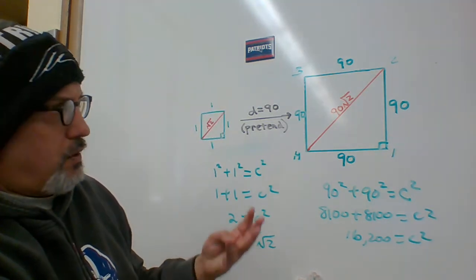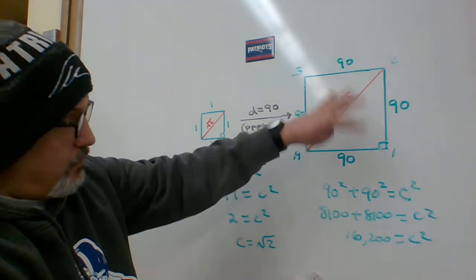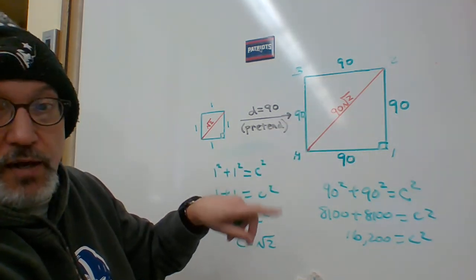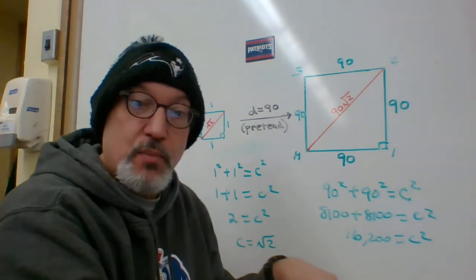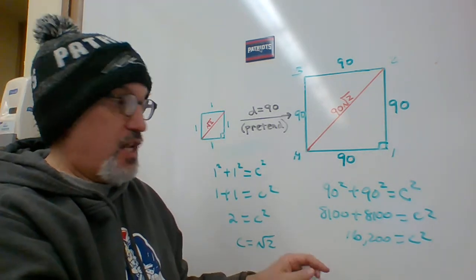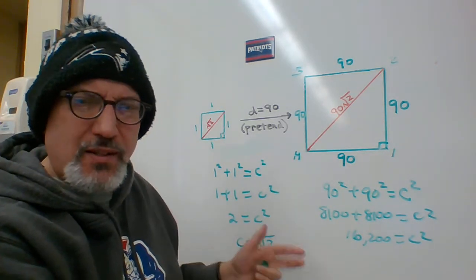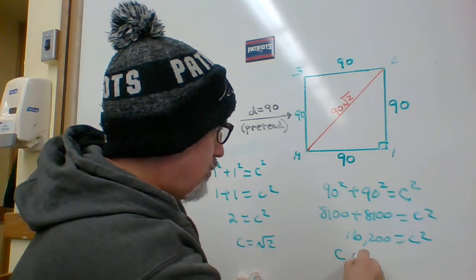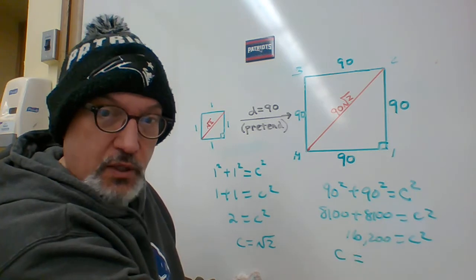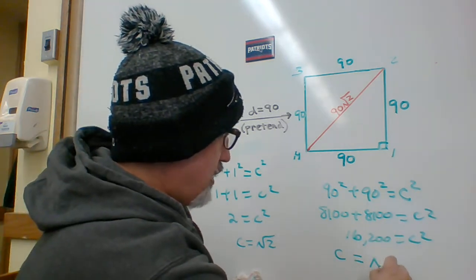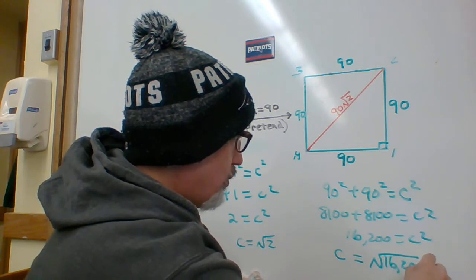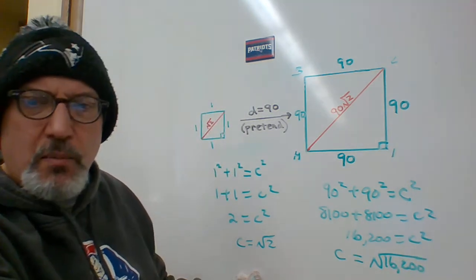So the answer, the diagonal of this square, is the number that you multiply by itself, or the number that you square to get 16,200. And that's exactly what we mean by the square root of 16,200. So if C squared is 16,200, C is the square root of 16,200. And that seems a little bit intimidating.